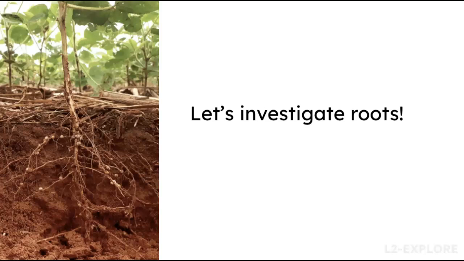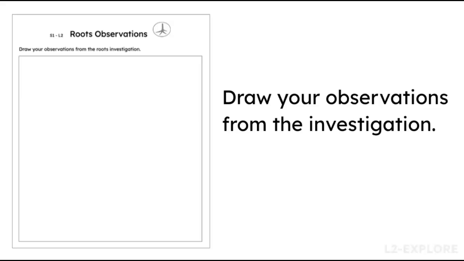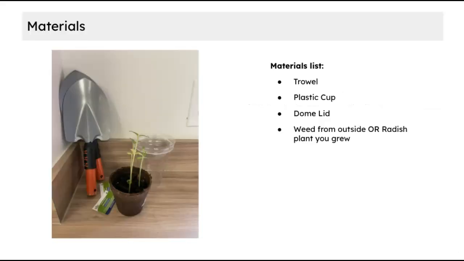For the Explore portion, you'll set up the Roots investigation. You will complete the Roots investigation while students continue to make observations of their sprouts from the Engage. There are two parts to this investigation. For the first part of the Roots investigation, you'll have students use their Roots Observations student journal page to draw their observations from digging up and examining the roots of weeds.